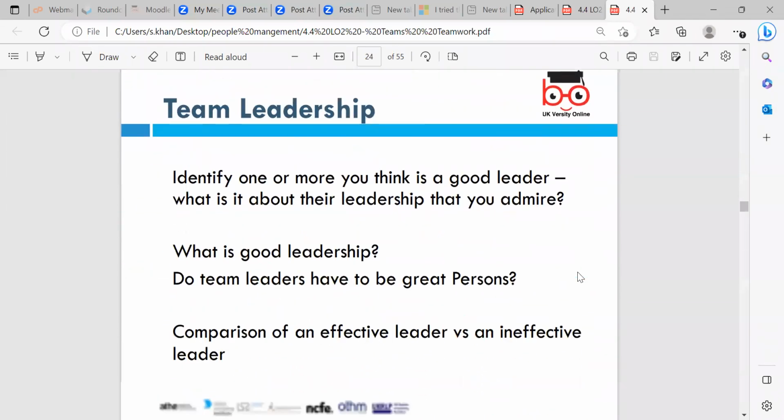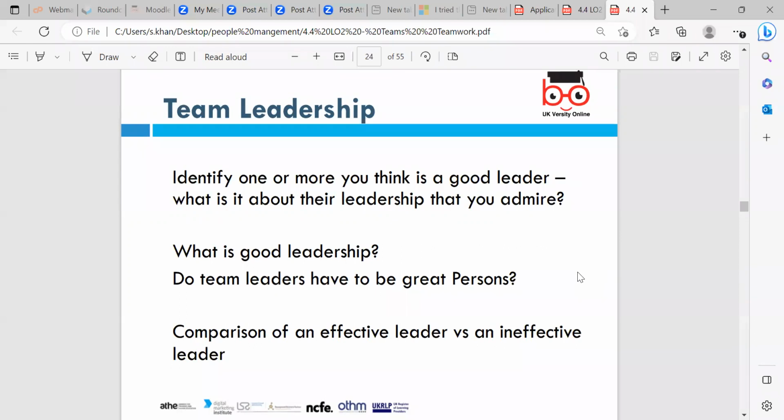Team leadership. So identify one or more you think is a good leader. What is it about leadership that you admire? You need a good leader to run everything. What is a good leader? A leader is who's confident, who's able to work together with everyone, who's able to listen, participate, help, advise, and work together as a team well.